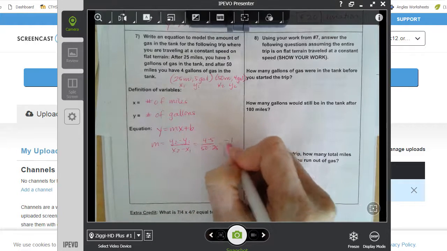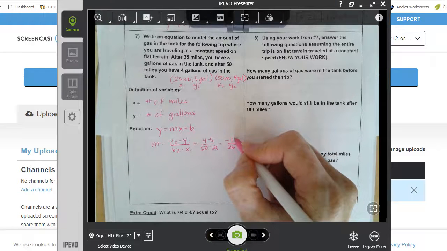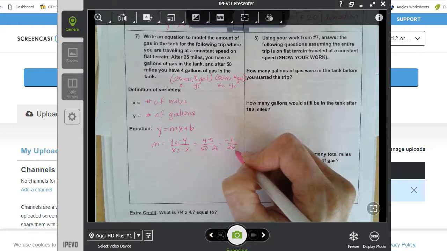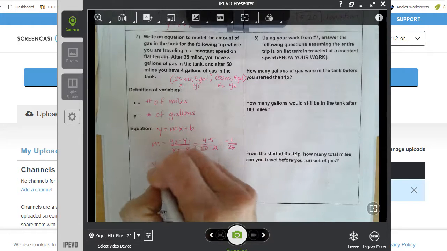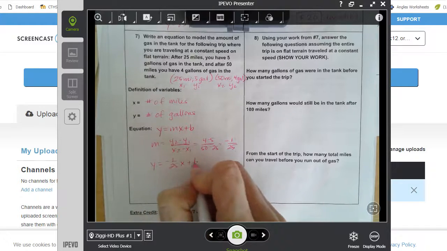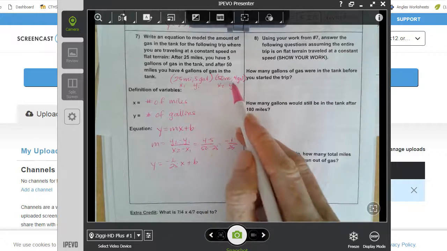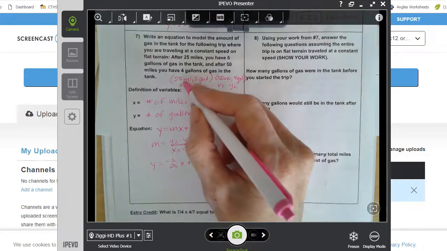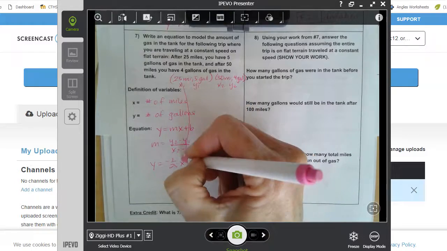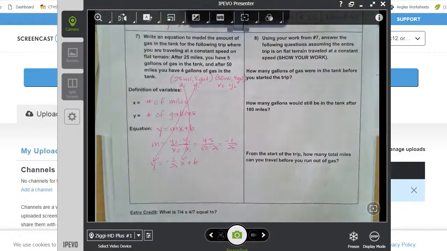And I find -1/25. For each gallon of gas, I'm able to go 25 miles. Okay, so how do I use that? Well, there's my slope. How do I find b? Well, I have 2 solutions to this equation. I can input one of them, and it doesn't matter which one. I'm going to choose the smallest.